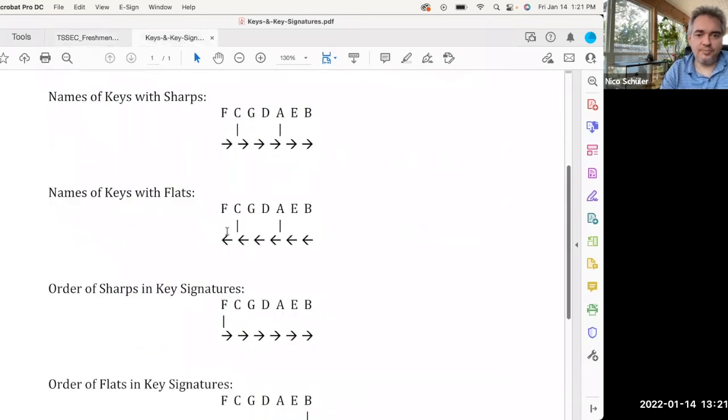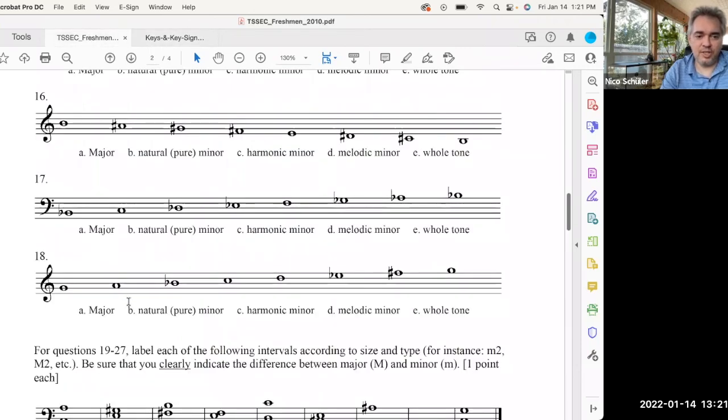So, minor scale, 0 flats, 1 flat, 2 flats. G minor has 2 flats. It has B flat and E flat. The F sharp is an extra accidental that raises the 7th scale degree to create harmonic minor.